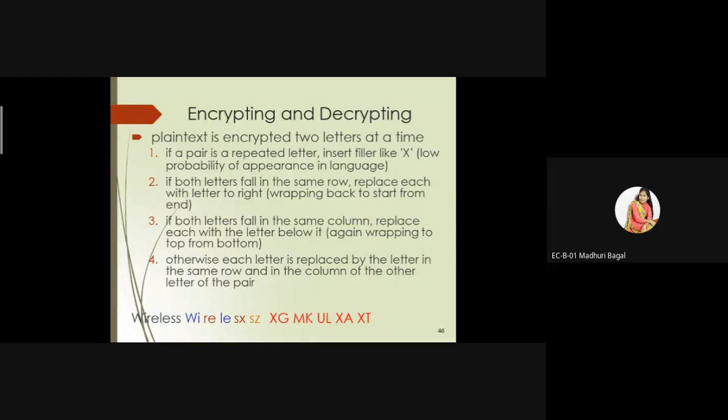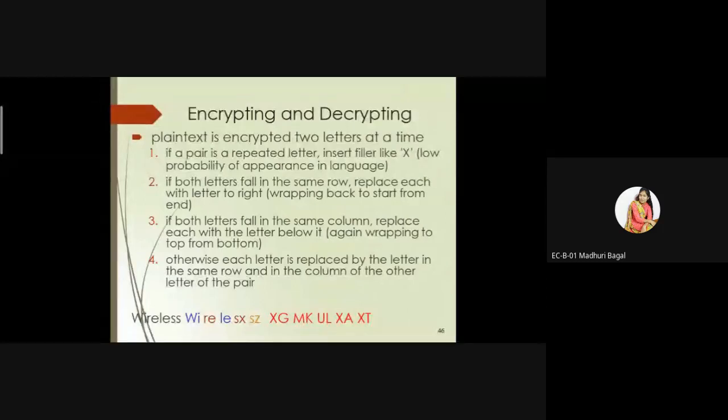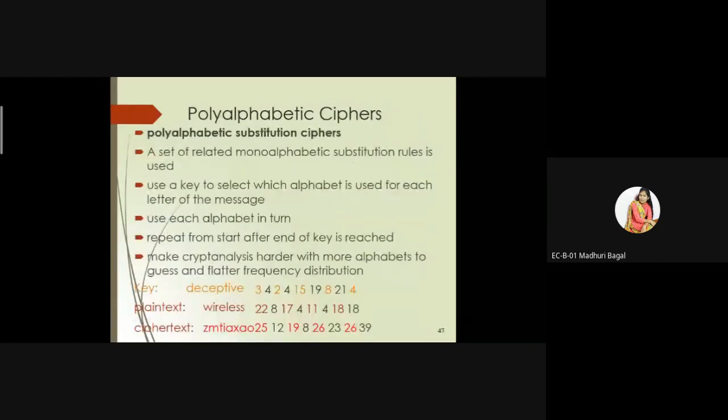Then the third rule is if both letters of a pair are in the same row, then we can use the right-hand side letter. According to this, we can encrypt our message, which is called the cipher text. So by using these four rules, we can encrypt the message, which is called the Playfair cipher technique. Okay, so the next technique is the polyalphabetic cipher.